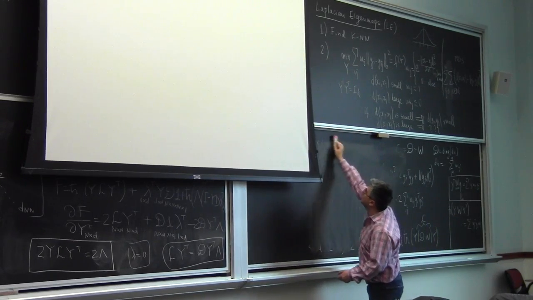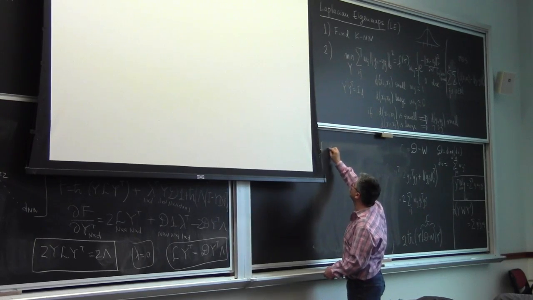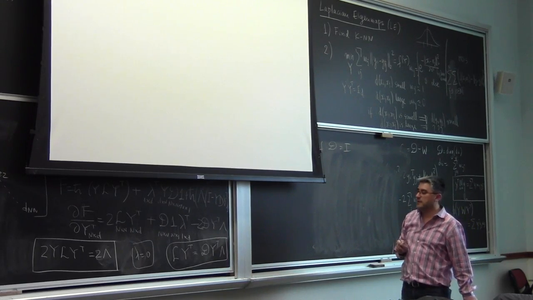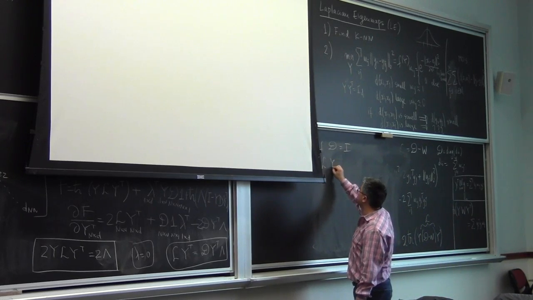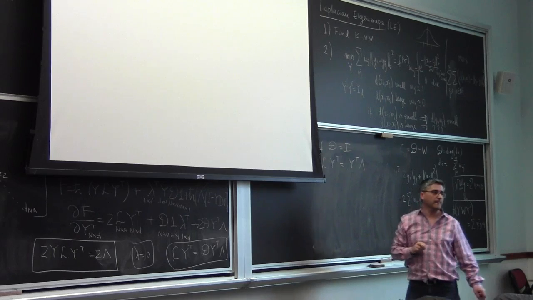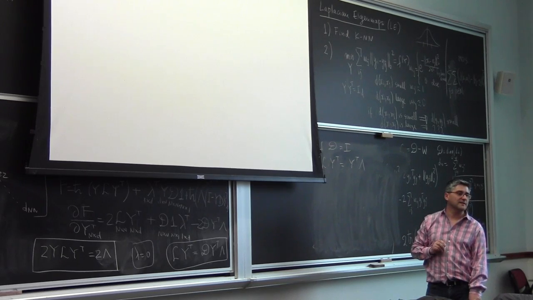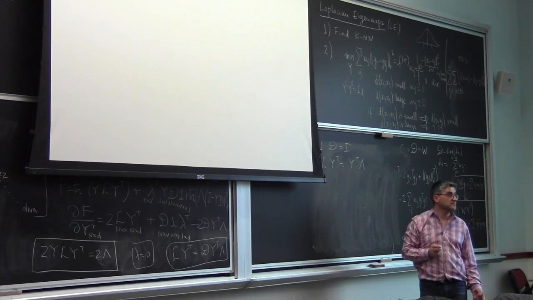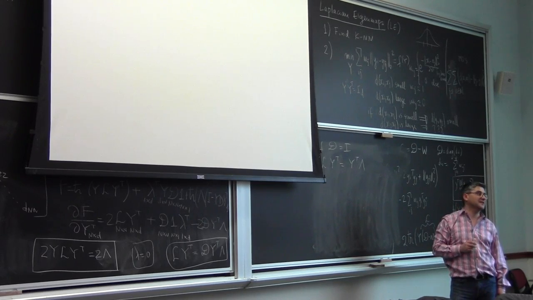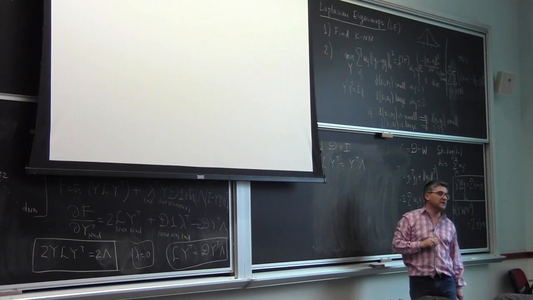So, let me consider the special case. If D was the identity, of course it's not, but if D was the identity, what you get is L times Y transpose is equal to Y transpose lambda. Okay. What problem is that? L times y equals lambda y. Eigenvalue problem.